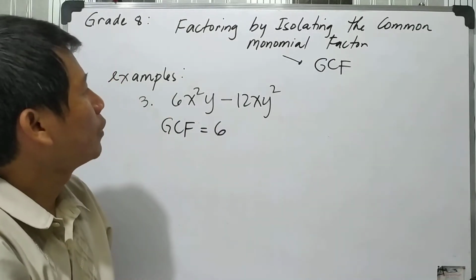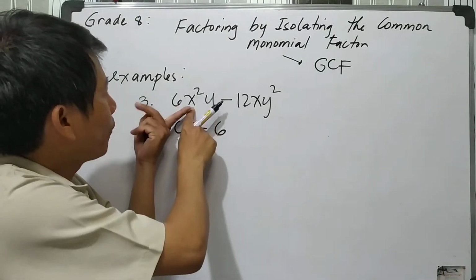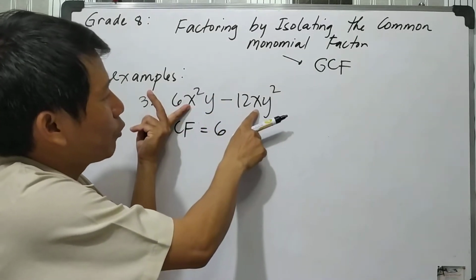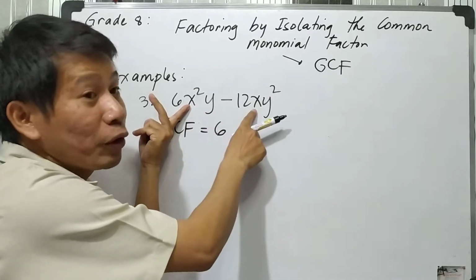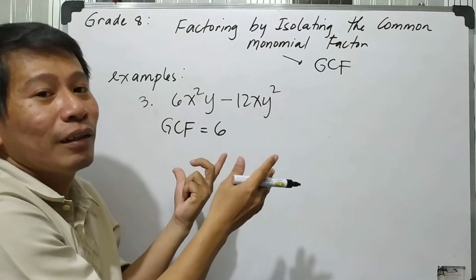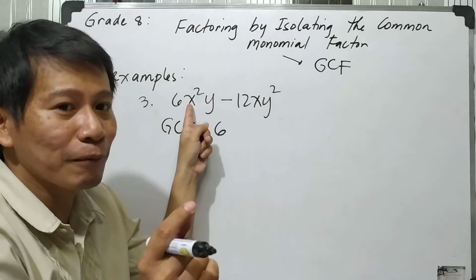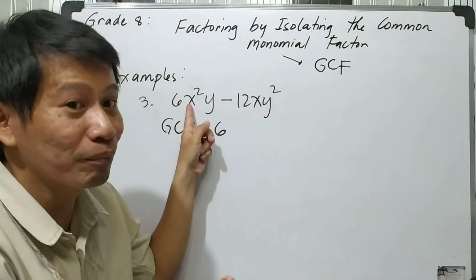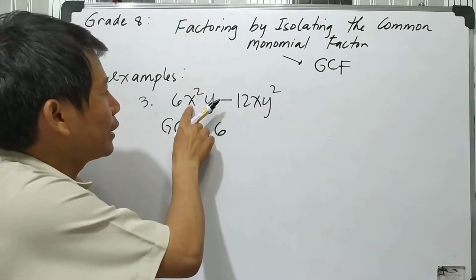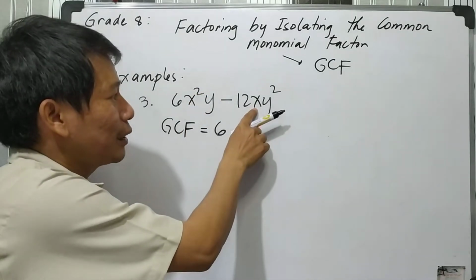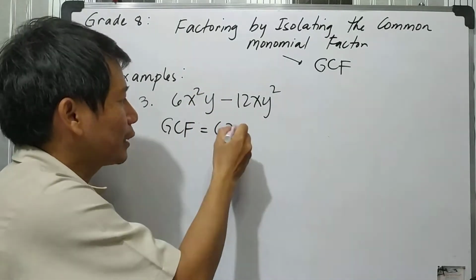Next, we have here x squared and we have here x. So, what does it mean? X is common. So, what's the GCF? Ano sabi natin kanina? Sa variables, ang GCF is the one with the least exponent. Therefore, this is x squared, this is x. So, ang GCF ay x.